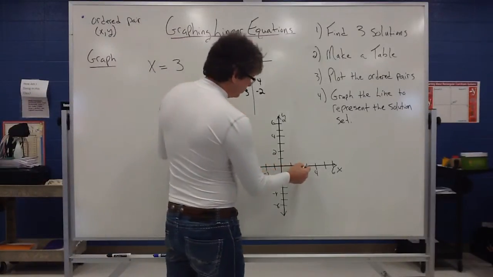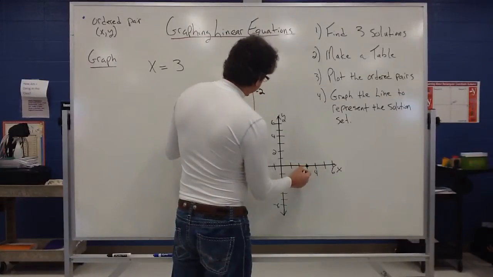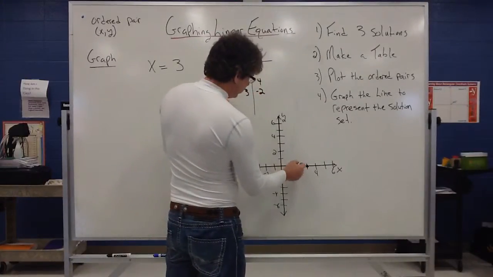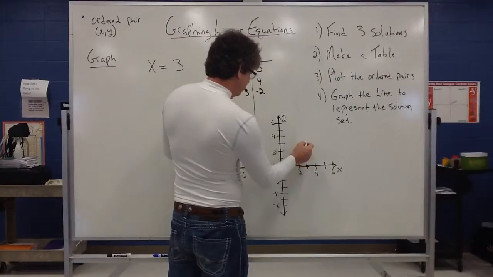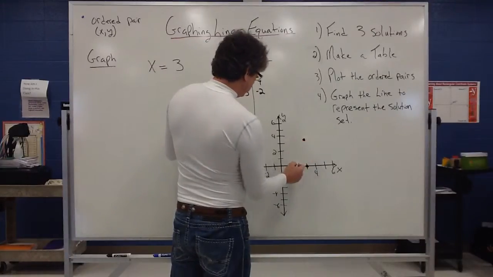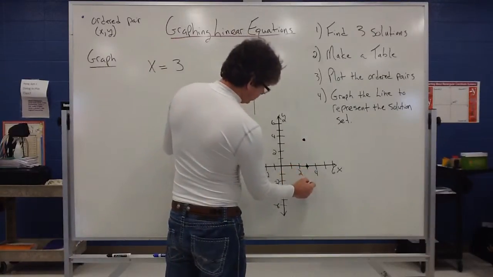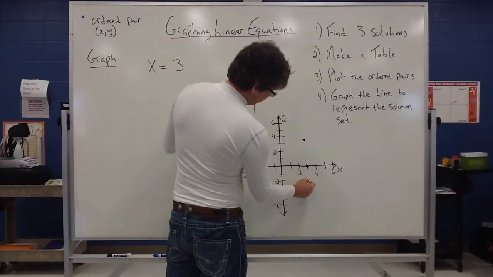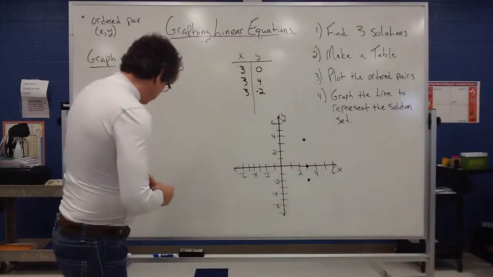So 3, 0 would be located here. 3, 4, so 3, 1, 2, 3, 4. 3, 4 looks like about here. And I have a 3, -2. That looks like that'll be about here. Okay.